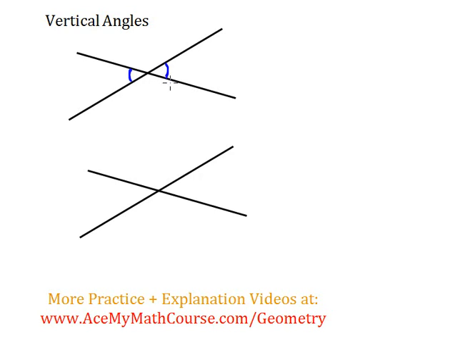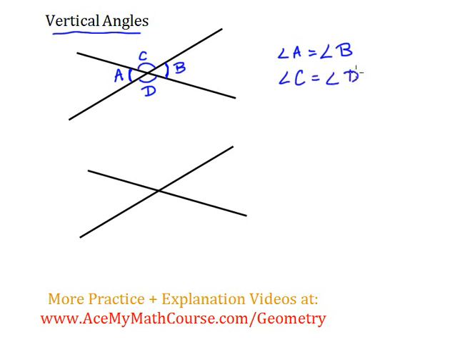And one very, very important thing is that they're always going to measure the same. So angle A and angle B are always going to measure the same, being that they're vertical angles. Then let's say that I have angles C and D here. These are also vertical angles. So they're also equal. So angle C is equal to angle D because they are opposite.